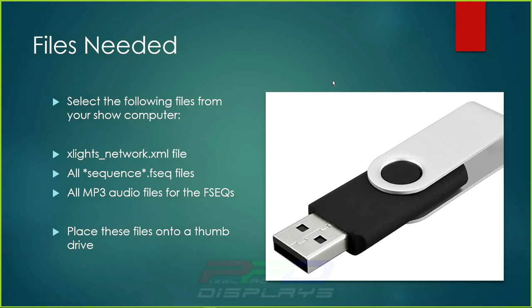Let's talk specifically about the files necessary. Now, if you didn't watch the previous two videos, the basic things that we really need from xLights, we need to select the following files. They are your xlights_network.xml file, any of your sequence .fseq files, also any MP3 audio files for these FSEQs that you're selecting to do in your show. And then something I didn't add in here was any video files that maybe you're going to play or other MP3 files that you're going to be playing that will be part of the show, maybe not part of a sequence, but it might be part of an after show or before show. Finally, place all of these files onto a thumb drive and save them there.